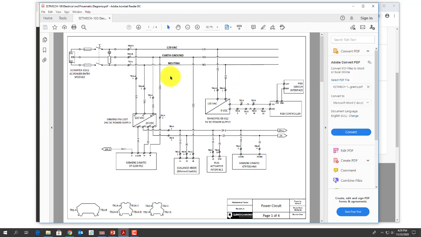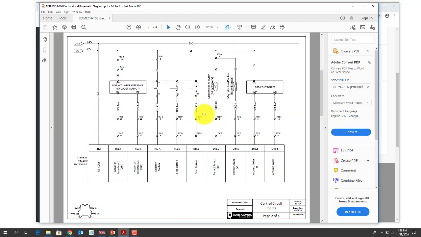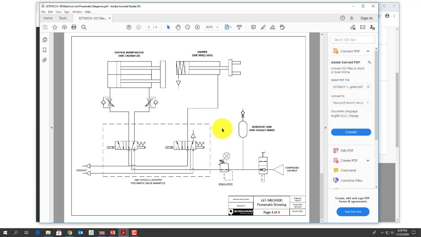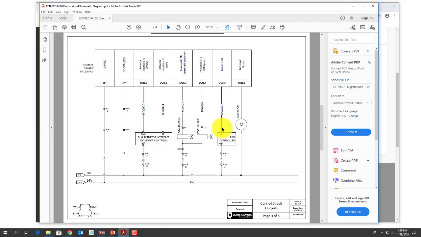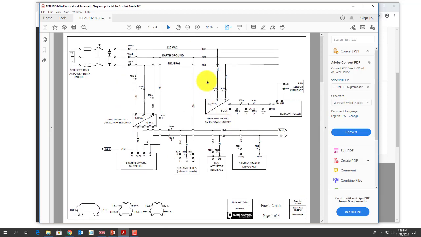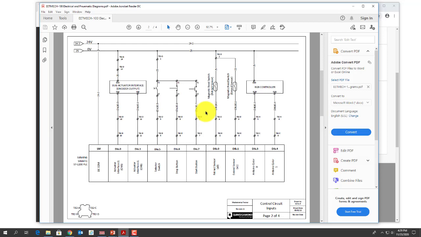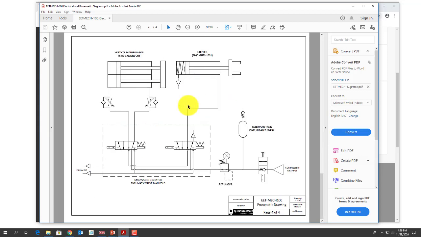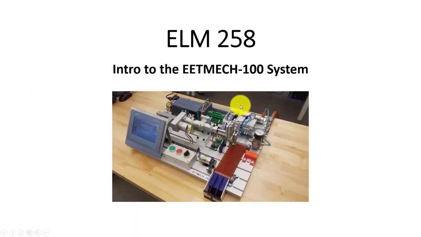There's one diagram for the power circuit, another diagram for the inputs, another diagram for the outputs, and the fourth diagram is the pneumatics. It's kind of a miniature of the HAS 200 diagrams. We just have one page for each, but they're split up in the same way: the power circuit, inputs, outputs, and pneumatics. All right, so let's get started.